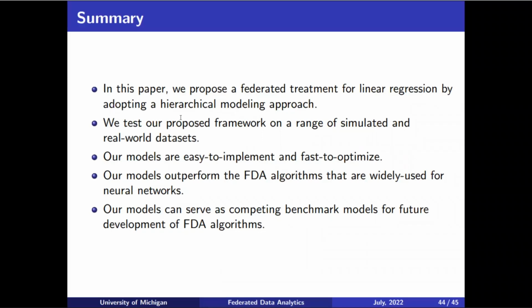In this paper, we propose the FDA treatment for linear regression by adopting the idea of HM. We test our framework on a range of simulated and real-world data sets. Our models are easy to implement and fast to optimize. Notably, our proposed FDA algorithm also outperforms many widely used algorithms for neural networks. This demonstrates that for statistical models, our FDA algorithm can clearly perform better. Therefore, we argue that our model can serve as competing benchmark models for future development of FDA algorithms.